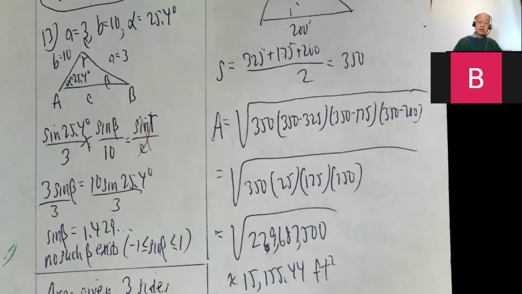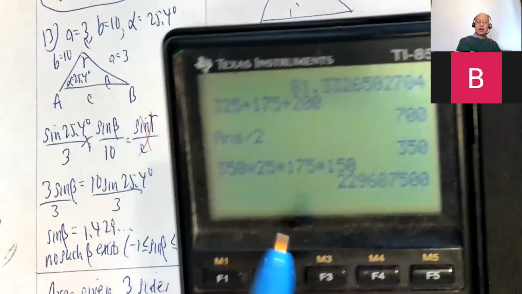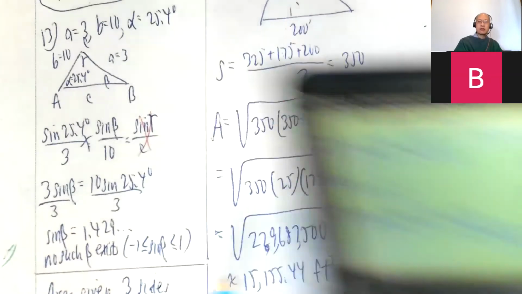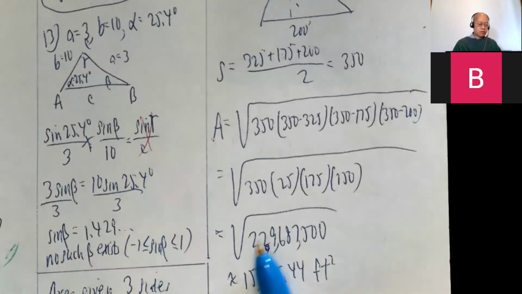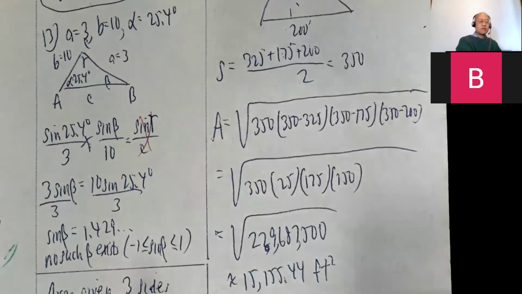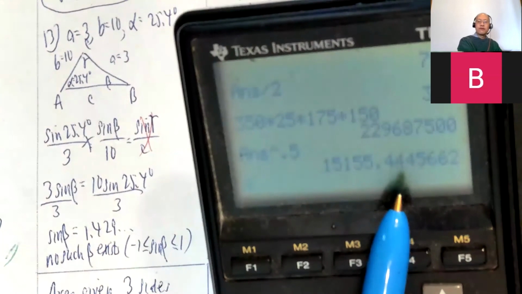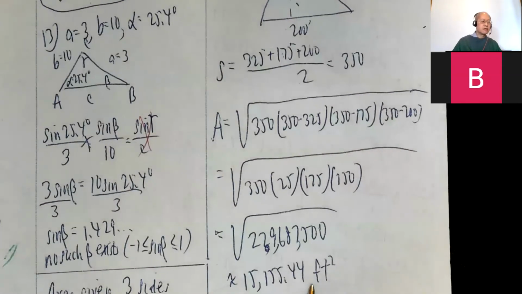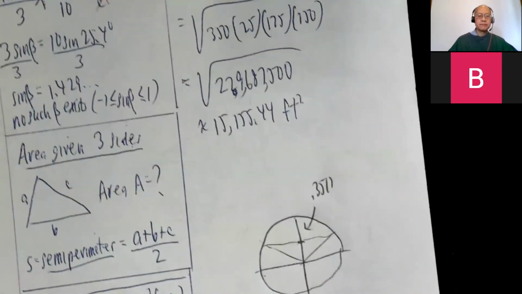350 times 25 times 175 times 150. Some super big number, 229,687,500, whatever. And then I take the square root of all that. So square root, 15,155.44 square feet is the way that it works. Okay, and there we go.